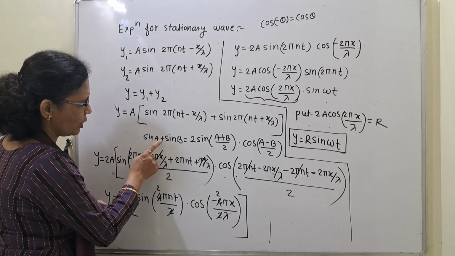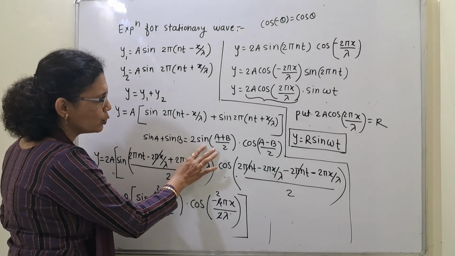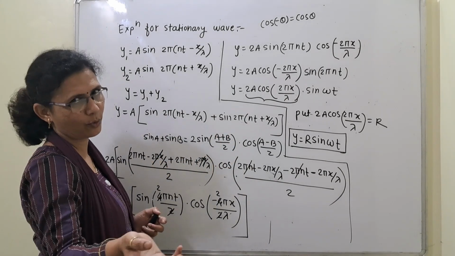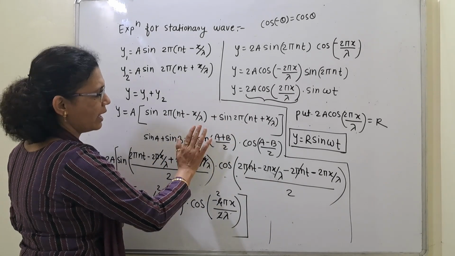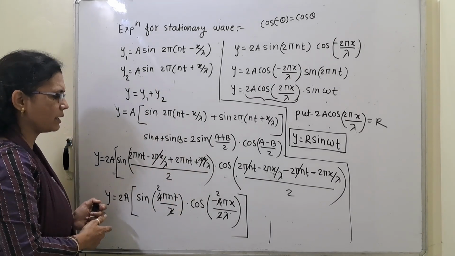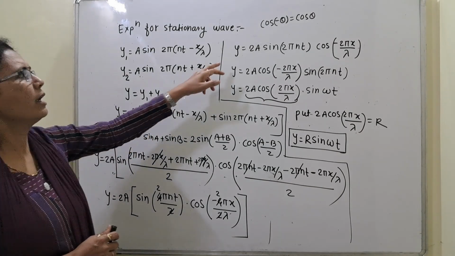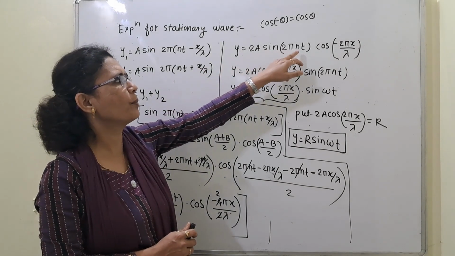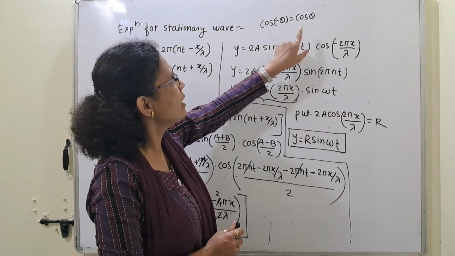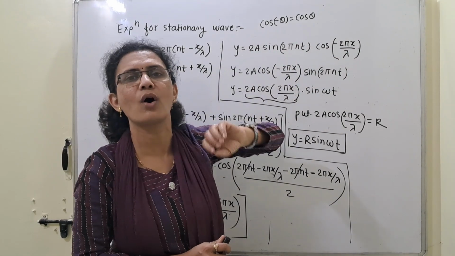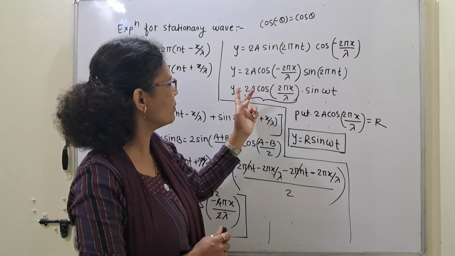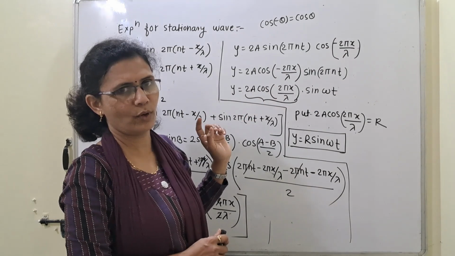Okay, now we have to add them, and during the addition you have to remember this formula, that is sin A plus sin B is equal to 2 sin of (A plus B) upon 2 into cos of (A minus B) upon 2. You have to make the addition and subtraction of the angles. If you do that mathematics, you will get the derivation like y is equal to 2a sine of 2 pi nt cos of minus 2 pi x upon lambda. Here also you have to remember one thing, that is cos of minus theta is equal to cos theta. Therefore, this cos of minus 2 pi x upon lambda will become cos of 2 pi x upon lambda.